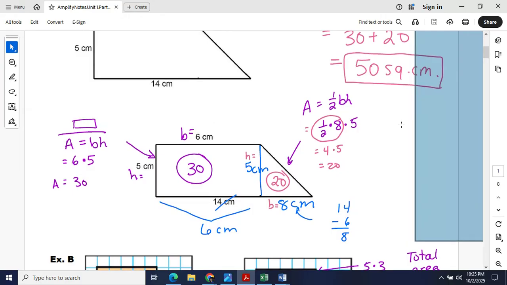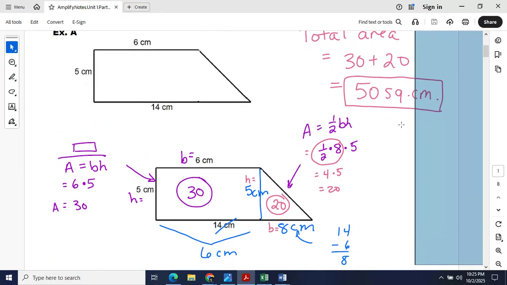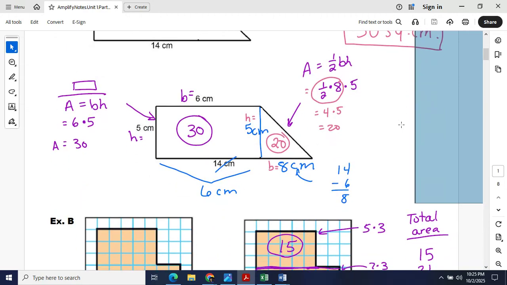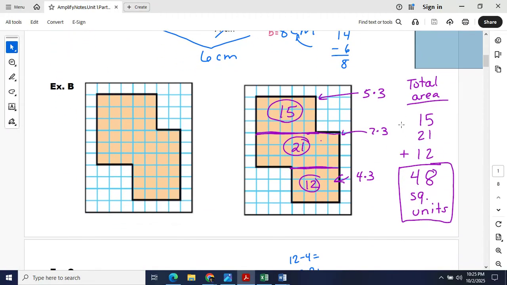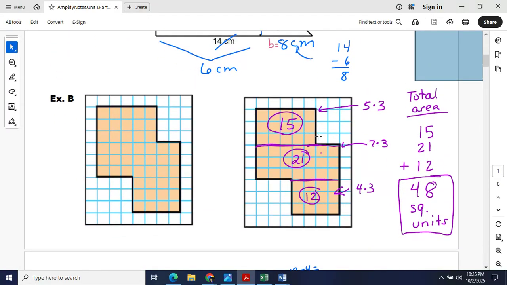Now, let's take a look at B. If you want, go ahead and you could pause and try to find the area of example B. Ready? Let's take a quick look. I broke it up like this. Now you could break it up in other ways, but this is how I broke it up.